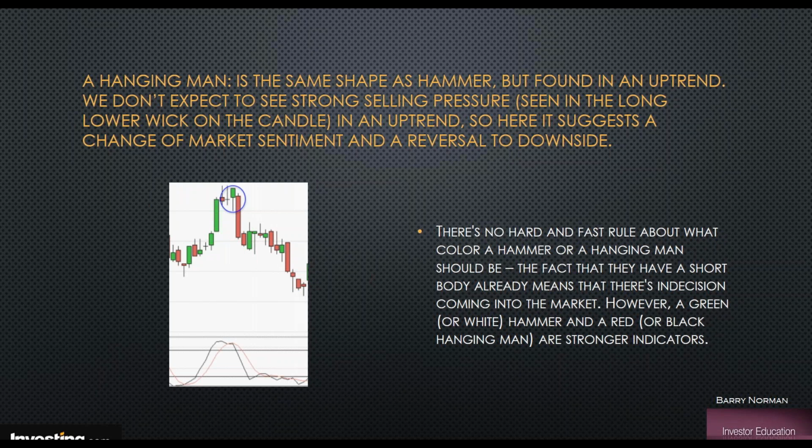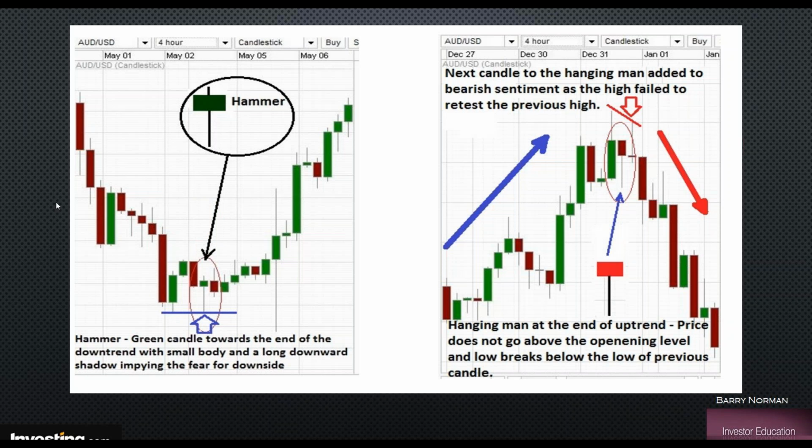The fact that they have a short body already means that there's indecision. Remember, we talked about that in the other patterns, the doji as well as the star. Okay. Small bodies denote indecision, but this relationship to the wicks tells you the better story. However, a green hammer or a red hanging man are stronger indicators.